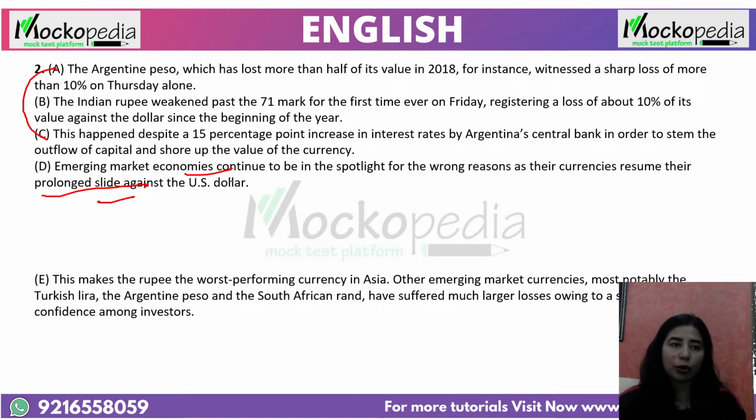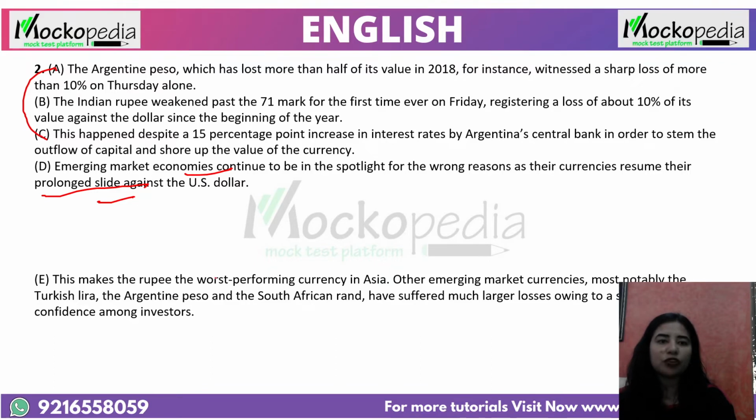So we can always consider D to be a good promising statement or opening statement, because that's basically helping us build the base, and the points are illustrated that how the market economies are struggling. That's being explained in A, B, C. So we can consider D. Further, we'll take a look at E.